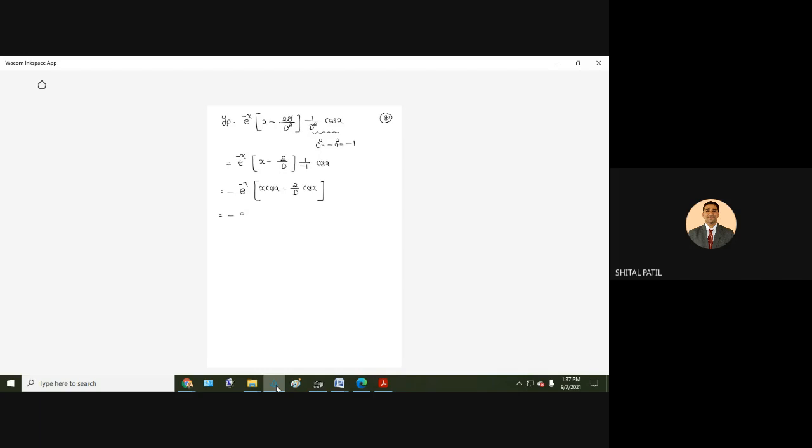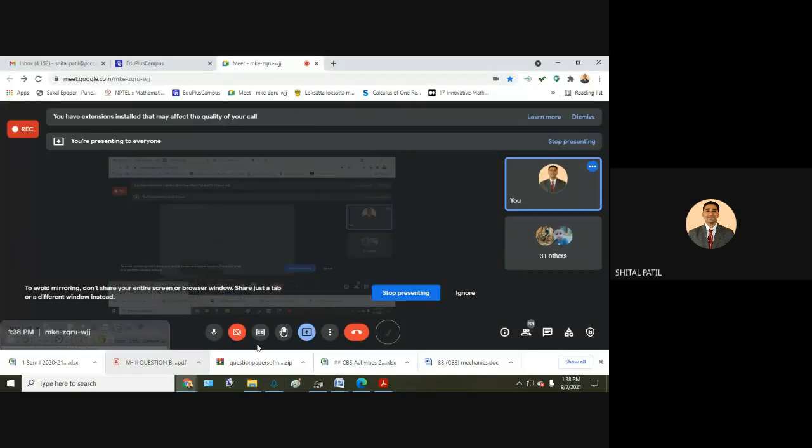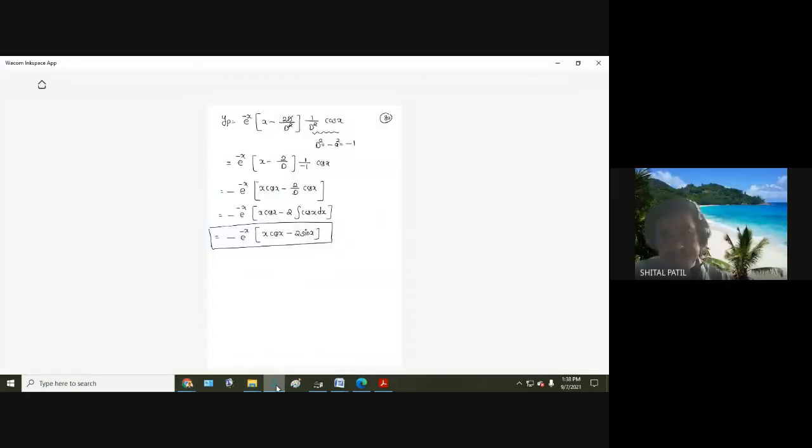What is 1 upon D? Integration. Integration is plus sin x or minus sin x? Correct? Understood? You can take the minus sign common and simplify or keep it as it is.